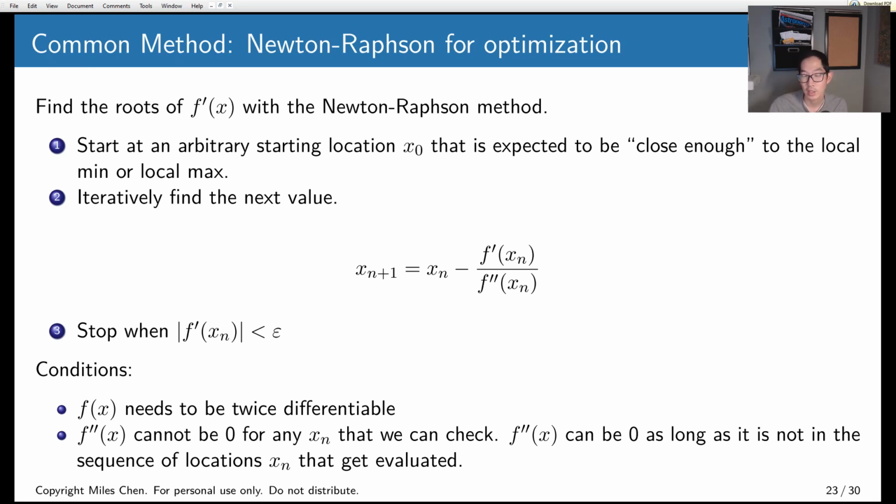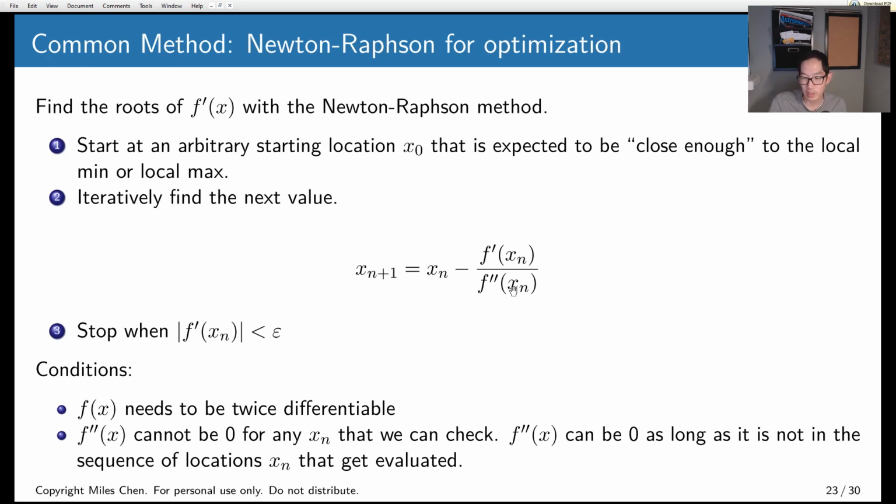So rather than saying, okay, what is f divided by f prime, now that we're dealing with the derivative, we're going to do f prime divided by f double prime, okay? And then when f prime, when the slope itself is close to 0, that's when we'll stop, right? So the issue here is that our function needs to be twice differentiable, and then this denominator part, okay, it can't be 0 for any of the xn values that we do check, all right?